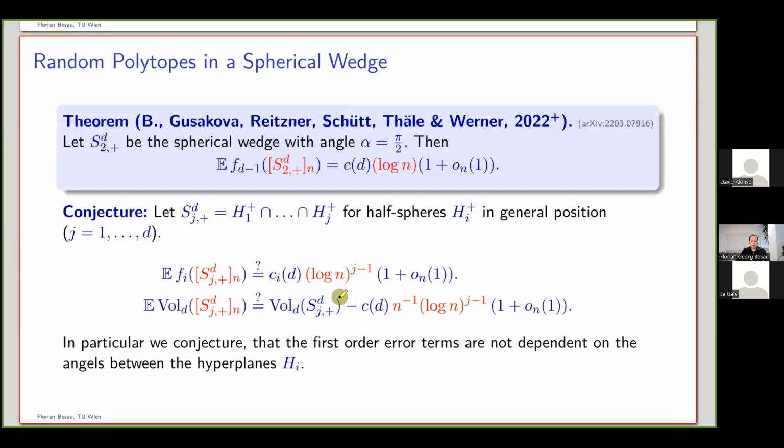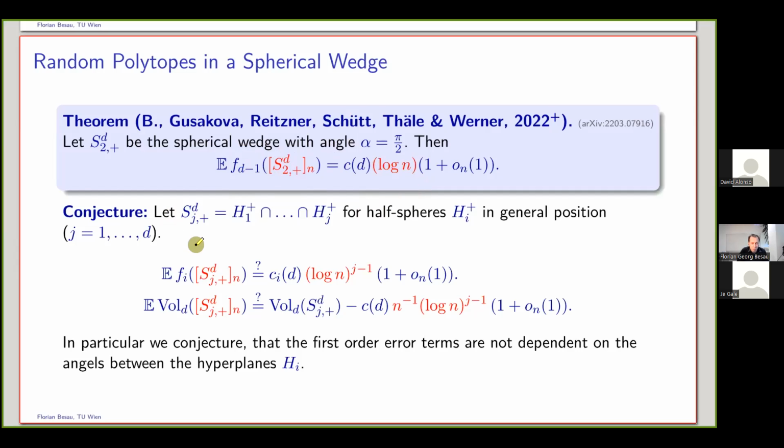Okay, and then our result, which we just published on arXiv, is the following. So we are looking at the expected number of facets now of our random polytope in this wedge. And it turns out that this grows logarithmic in the number of points n. So it's not constant as we have seen in the half sphere case. It's not logarithm n to the power d minus 1 as we expect to see in the polytopal case. It's strictly in between here.